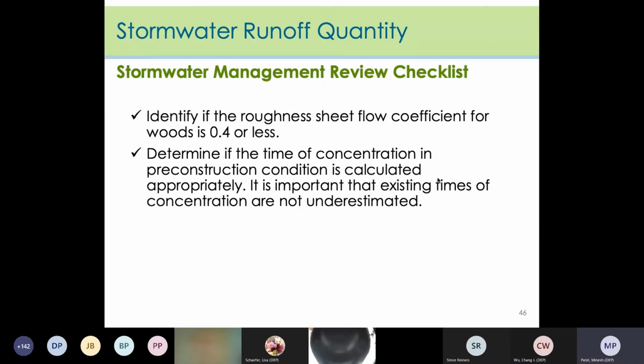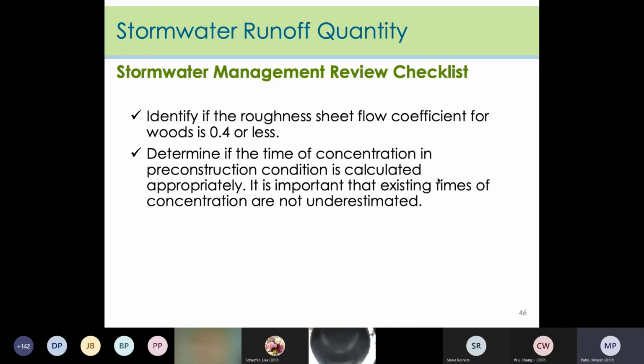As stated earlier, the review checklist is an excellent guide for assisting one to review these major development projects. Here are a couple of items that we need to take a look at when we review projects. We need to make sure that the Manning sheet flow roughness coefficient is 0.4 or less for the TC calculations. According to the NRCS, the maximum roughness coefficient to be used is 0.8 for woods with dense underbrush.